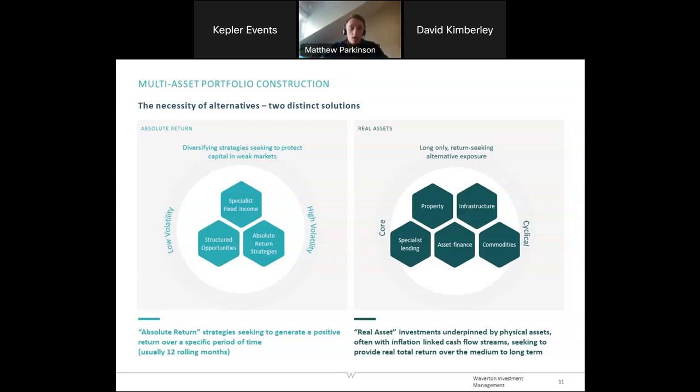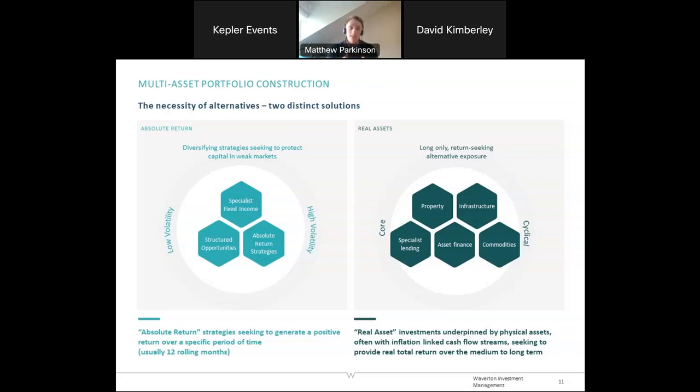Then our second key solution is real asset alternatives. Real asset allocation is our long-only return-seeking alternative exposure. As I showed earlier, multi-asset portfolios have had significant contribution to return from fixed income, especially if you're a UK government bond investor, which has compounded at 7.9% for 20 years. We think that return is very unlikely to be repeated over the medium term, leaving investors very likely to be disappointed by aggregate portfolio returns.